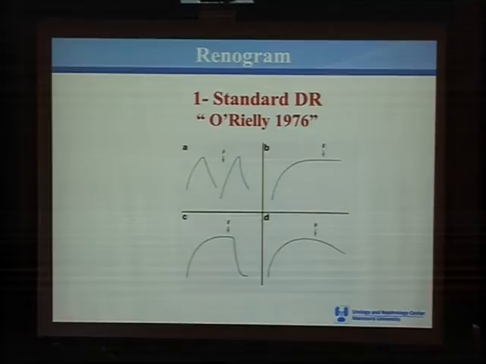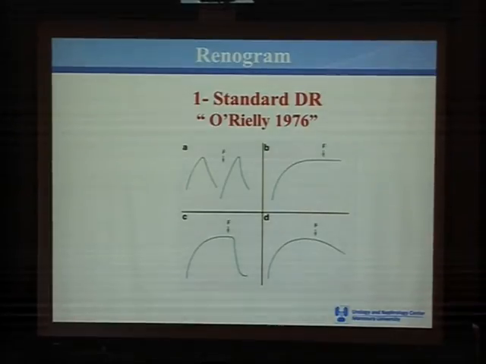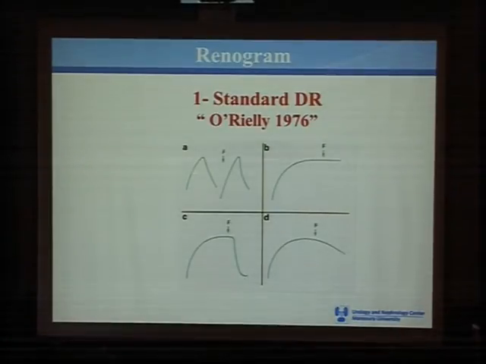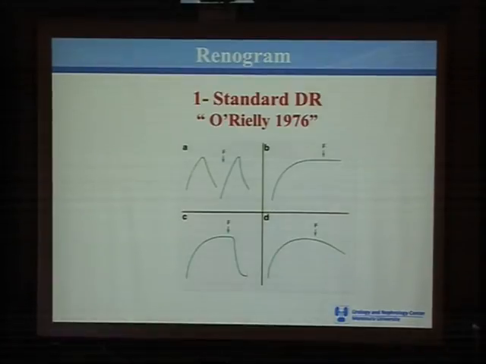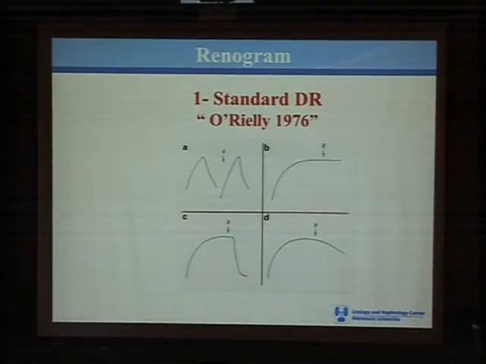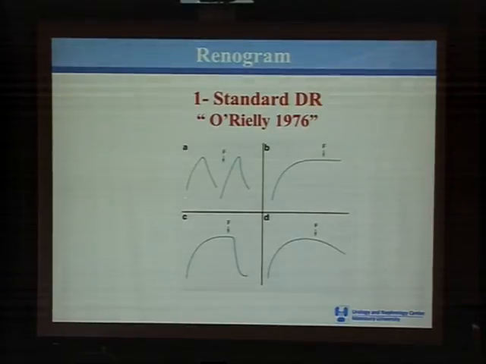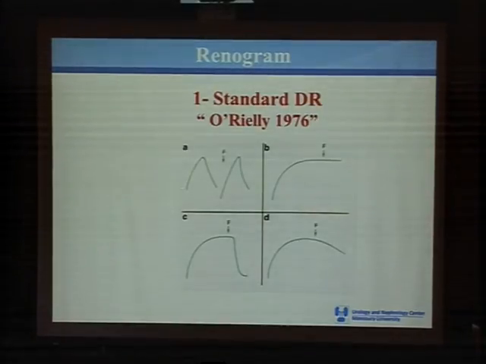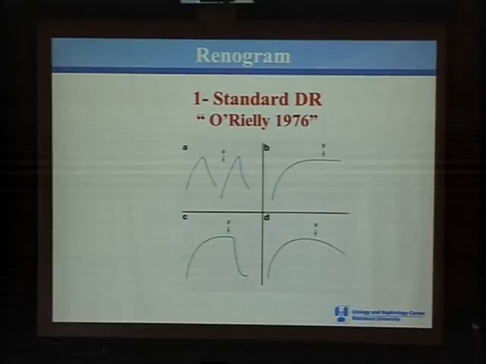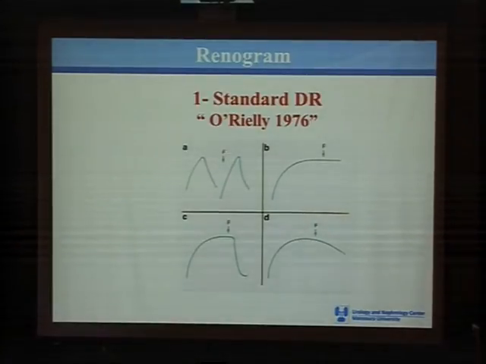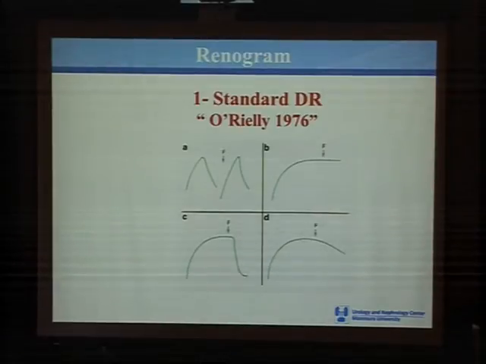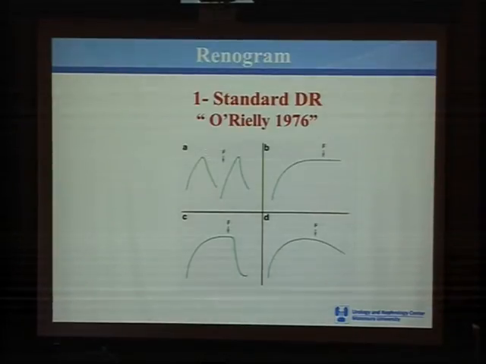This was designed by O'Reilly in 1976. These are the 4 patterns of the standard diuretic renographic curve. This is the normal pattern. When you inject the radioisotope, the radioisotope will accumulate and increase until the summit. And when you inject furosemide or Lasix, then the radioisotope will go rapidly.